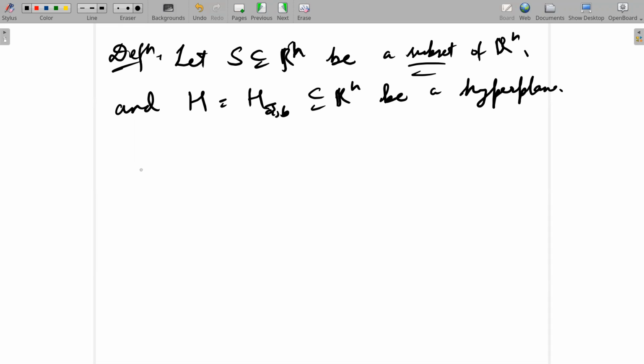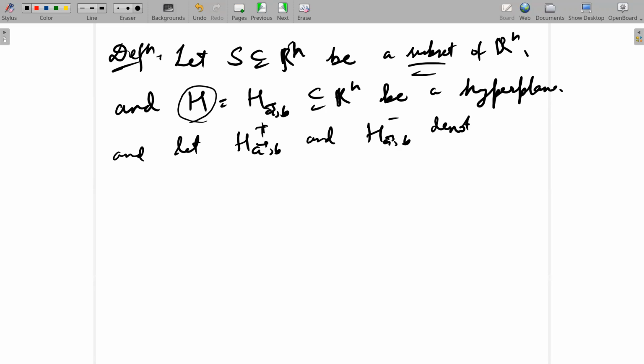And as usual, let H_{a,b}^+ and H_{a,b}^-, recall H_{a,b}^- was governed by a transpose x being less than or equal to b. So that was the half space, and here it was greater than or equal to b. And the intersection of these two closed half spaces was this hyperplane. So let H_{a,b}^+ and H_{a,b}^- denote the two closed half spaces bounded by H_{a,b}.